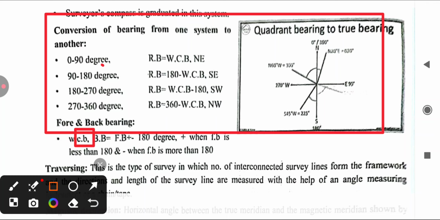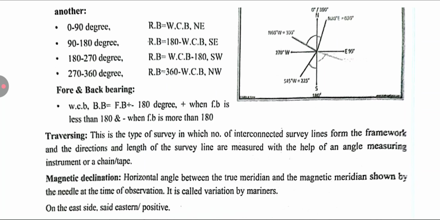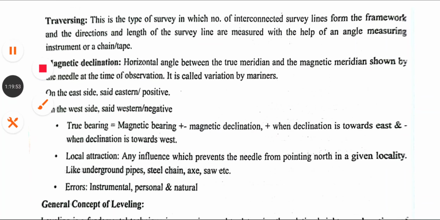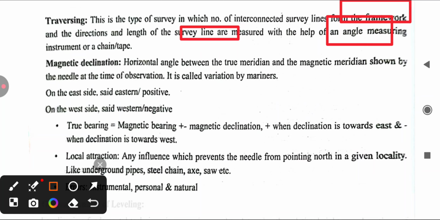For the back bearing: back bearing equals fore bearing plus or minus 180 degrees. Plus when the fore bearing is less than 180 degrees, and minus when the fore bearing is more than 180 degrees. And another is traversing. This is the type of survey in which a number of interconnected survey lines form the framework, and the direction and length of the survey lines are measured with the help of an angle measuring instrument and a chain or tape.